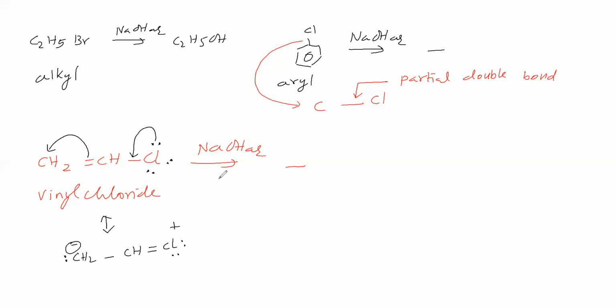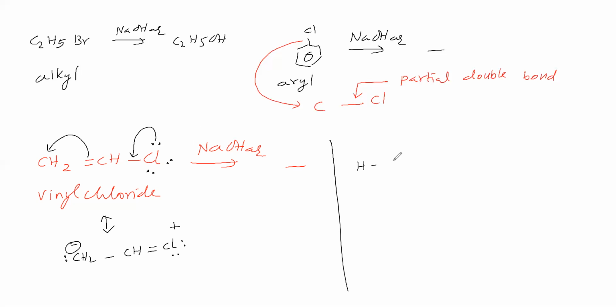So nucleophilic substitution is not possible here, not possible here, while it is possible for the alkyl halide. Here we used the partial double bond to explain it. And another point we will see using hybridization.